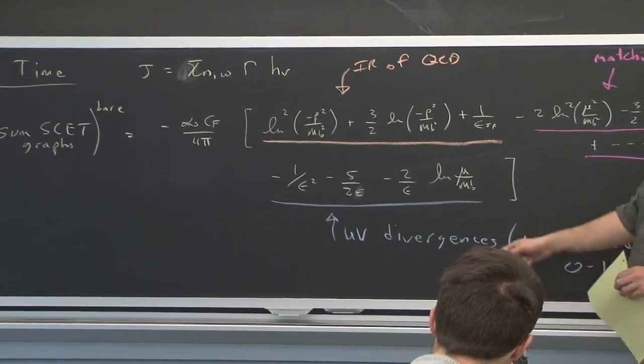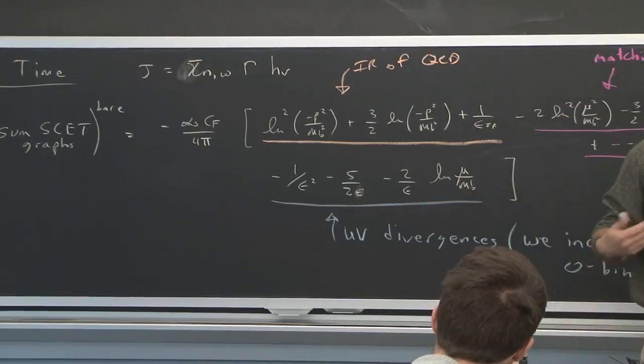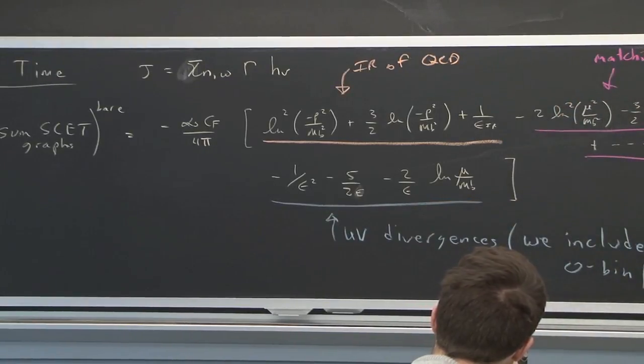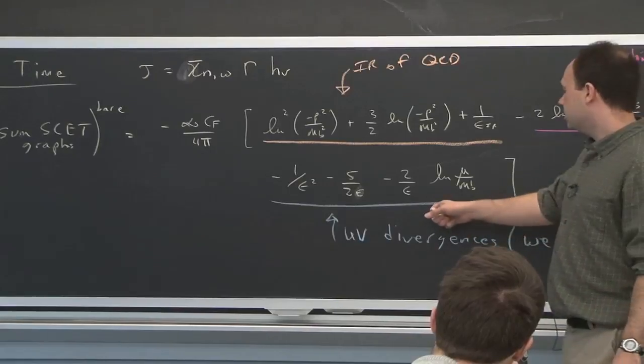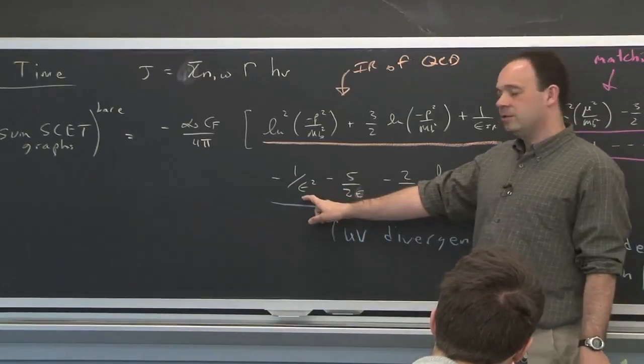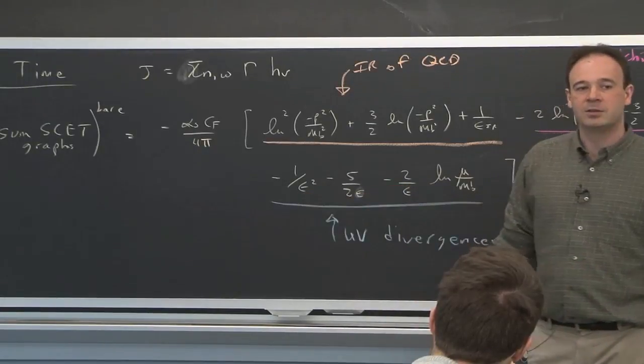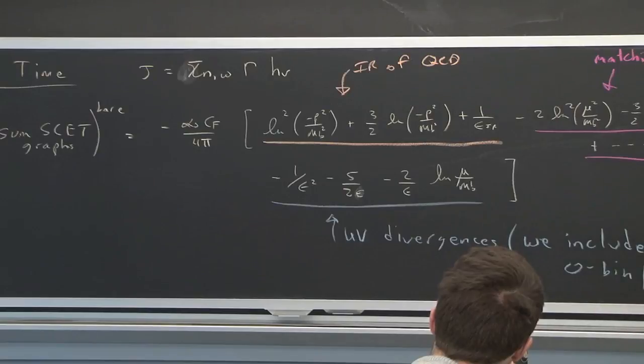So what I want to spend today's lecture on is really discussing renormalization in the effective theory and summing logarithms in the effective theory. It's kind of interesting and different than things we've encountered before, because we see even at one loop order, we have a 1 over epsilon squared divergence. And that wasn't something that we encountered before, and so we have to see how that plays out.